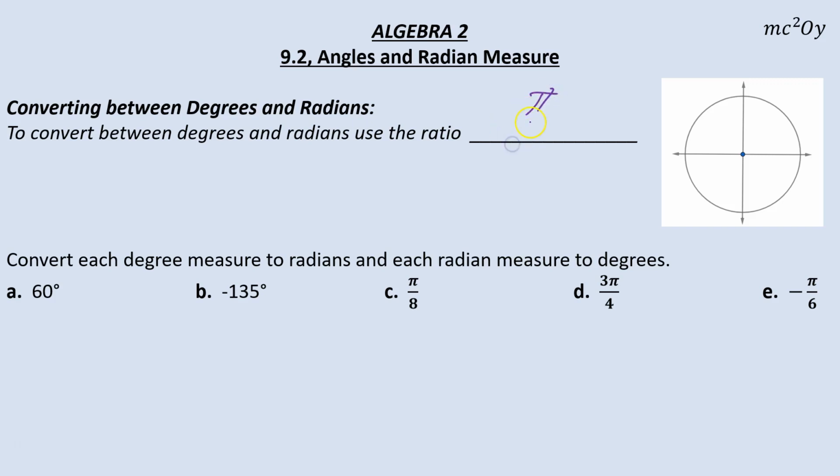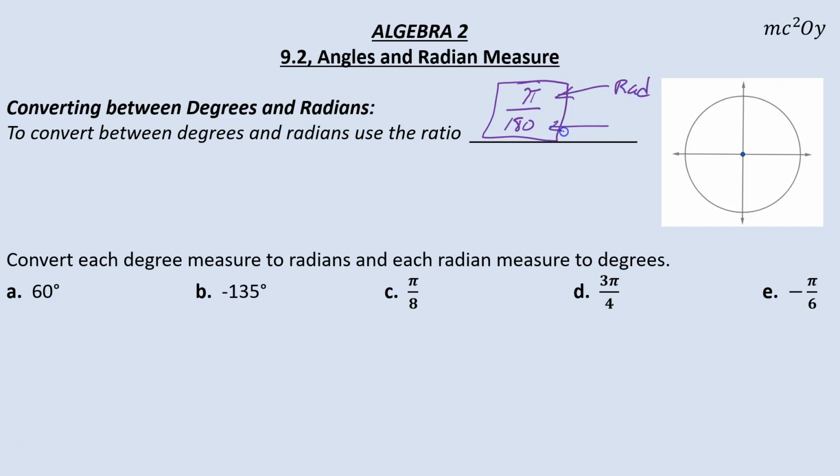Now you'll see multiple versions of this. Some people will say 180 over pi. Some people say pi over 180. Some people will say 2 pi over 360. Some will make you use 2 different ones. Really, you can use this ratio always.